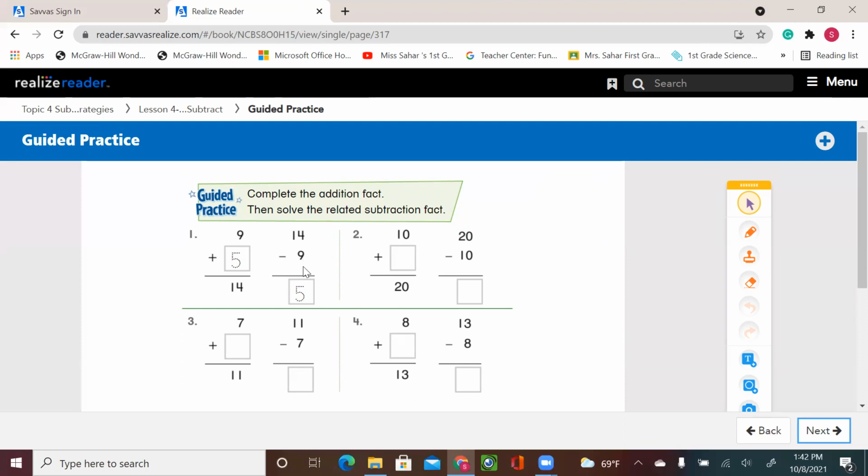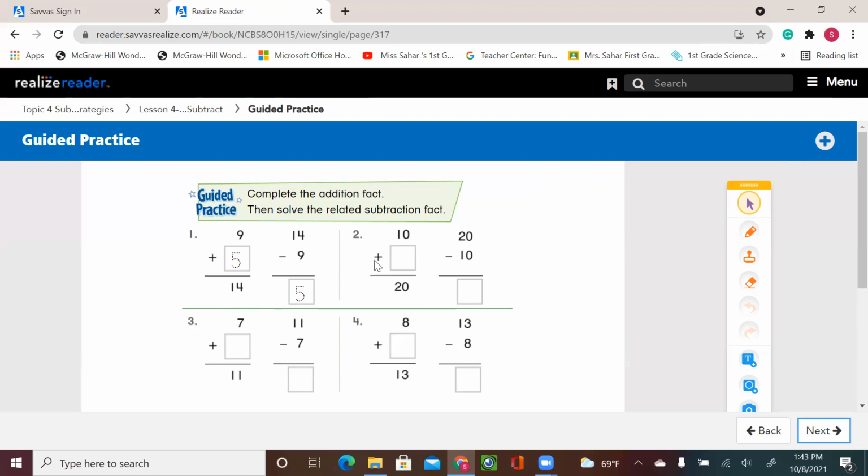14 take away 9 equals. So I'm asking myself, if I add a number to the 9, my answer would be 14. So you count on and you see how many you added. So 5 plus 9 equals 14. That means 14 minus 9 equals 5. I have the whole and I have one part. I need the missing part, or the second addend. Let's go for number 2.